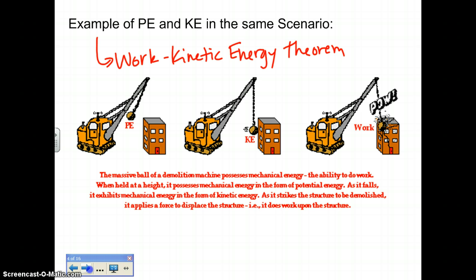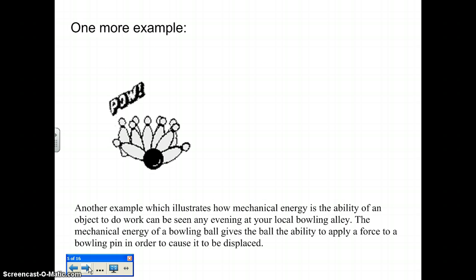As it strikes the structure to be demolished, it applies a force to displace that structure. In other words, it does work upon the structure. So based on the kinetic energy, work was achieved. Another example is a bowling ball striking the bowling pins. As the bowling ball is moving, it has a ton of kinetic energy, and it pushes that kinetic energy onto the bowling pins, which are now colliding. This should also make sense on how work, energy, and collisions all come into play, so also with momentum of the objects.